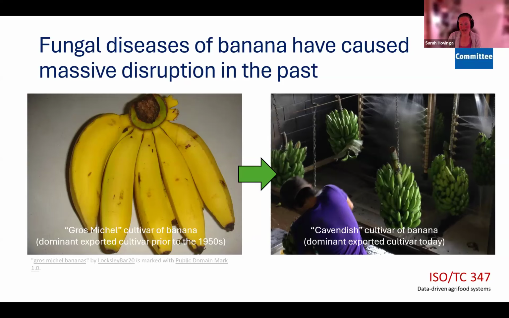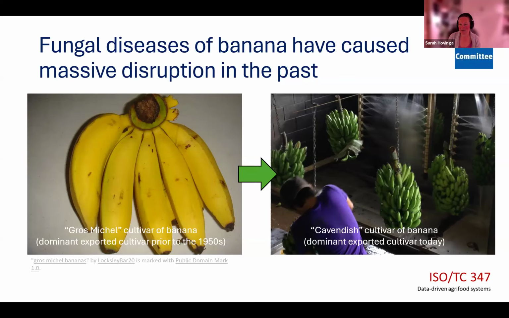And what happened to the Gros Michel? During the 1950s, an outbreak of Panama disease almost totally wiped out the Gros Michel banana production. And as I mentioned, it was the dominant cultivar. That was from Fusarium wilt. And so that inflicted enormous cost and forced producers to switch to other disease-resistant cultivars.